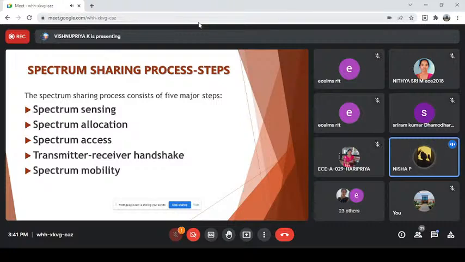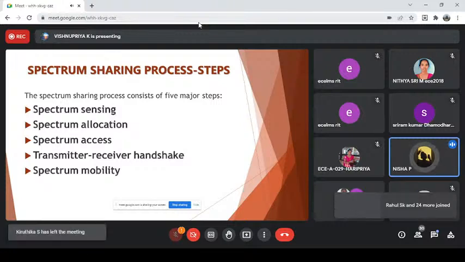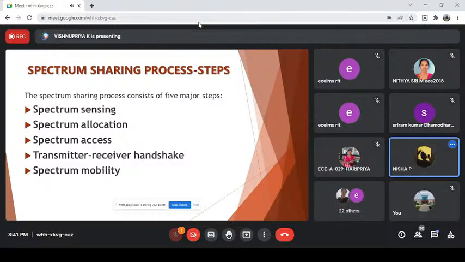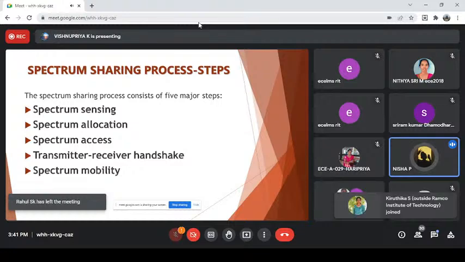Spectrum sharing process steps. The spectrum sharing process consists of 5 major steps. Spectrum sensing detects spectrum holes and senses the presence of licensed users when the cognitive users operate on a licensed band. Spectrum allocation: allocation of a channel not only depends on spectrum availability but also on the internal and external policies. Spectrum access: since there are multiple secondary users trying to access the spectrum, their access should be coordinated to avoid colliding in overlapping portions of the spectrum.